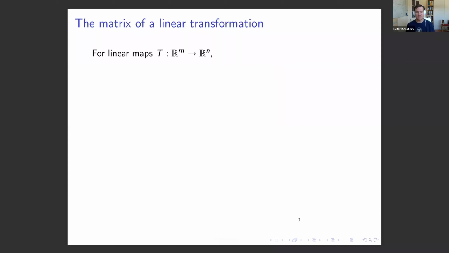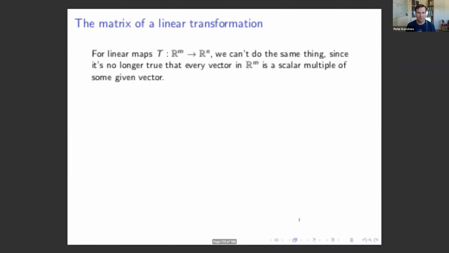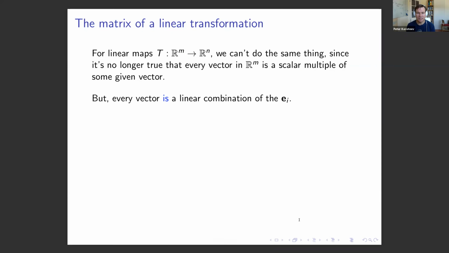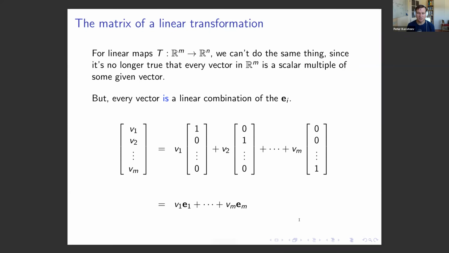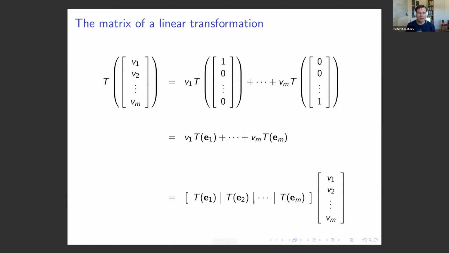And now let's take a more general linear transformation from Rm to Rm to Rn. We cannot do this thing anymore, since it is no longer true for every vector in Rm that it's a scalar multiple given by some vector. But every vector is a linear combination of vectors ei, those vectors with coordinates 1, 0, 0, and 0, 1, 0, and so on. So we can present every vector in Rm like this. Later we call them basis vectors. And then we apply the linear transformation. So T of this vector is equal to the linear combination of those actions, so it's v1 T of e1 plus and so on plus vm T of em.